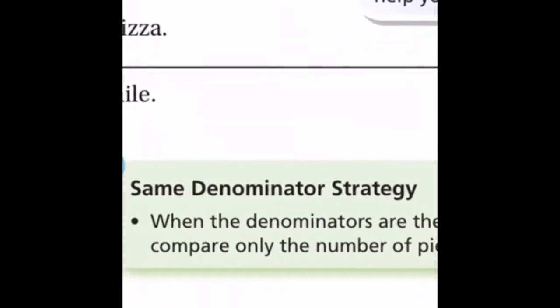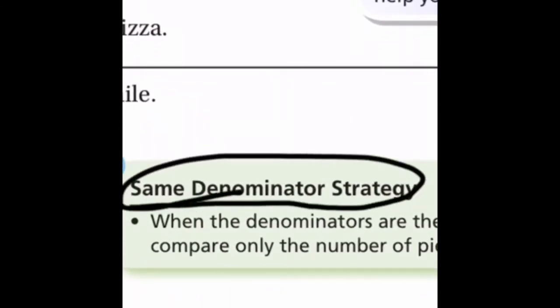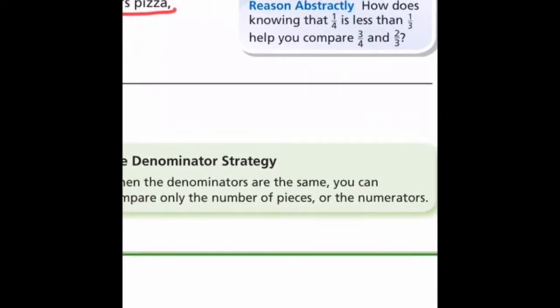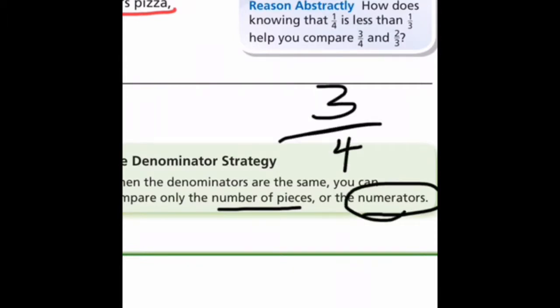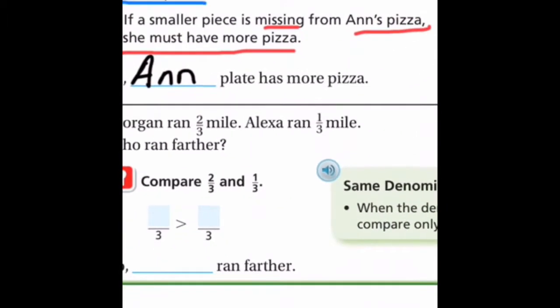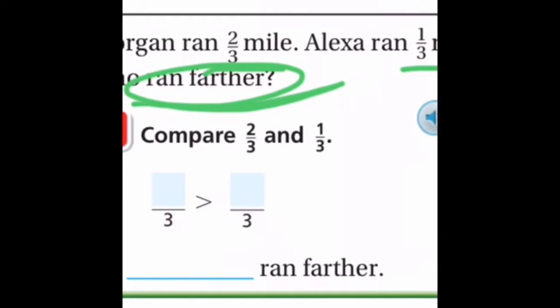Now this one, we're going to use the same denominator strategy. We've done that before. When denominators are the same, you can compare only the number of pieces, or the numerators. I'm just going to write a fraction, 3/4. If the denominators are the same, the bottom numbers, then we can compare the numerator, or the top number. Alright, so here we have Morgan ran 2/3 of a mile, Alexa ran 1/3 of a mile. Who ran farther? We can compare 2/3 and 1/3.